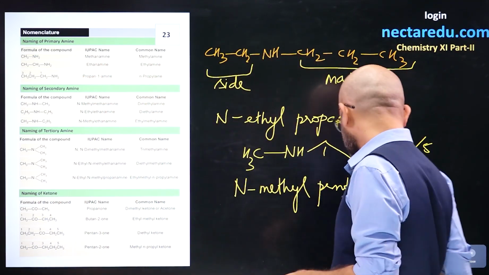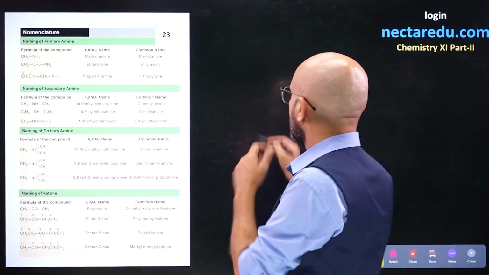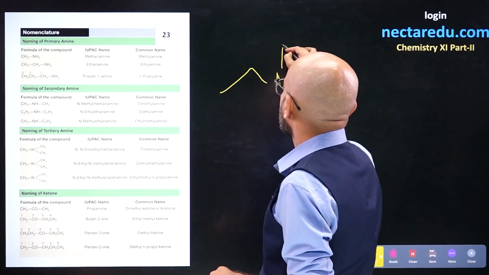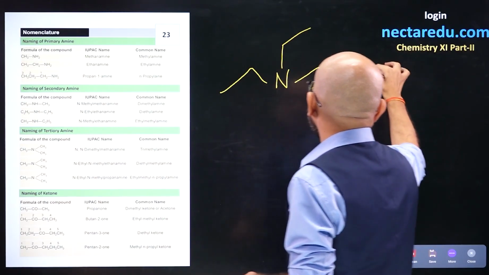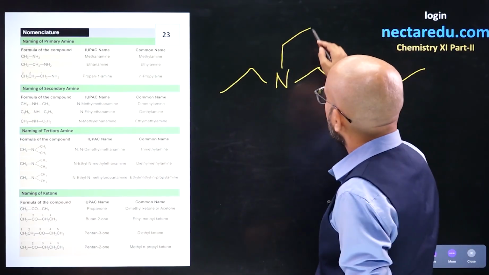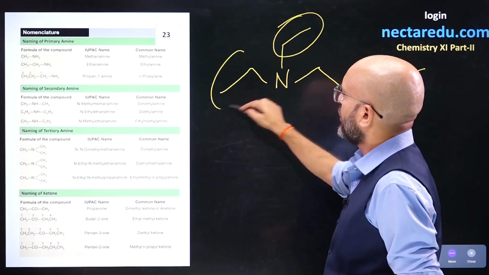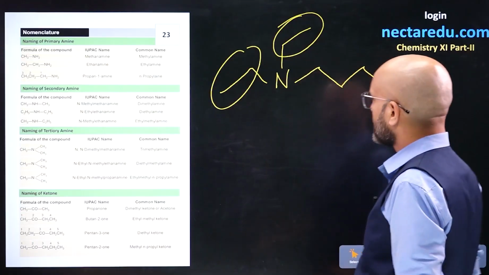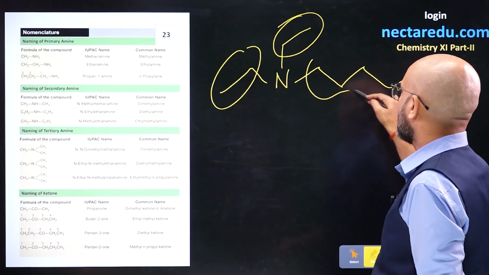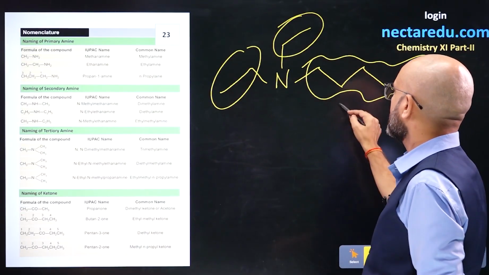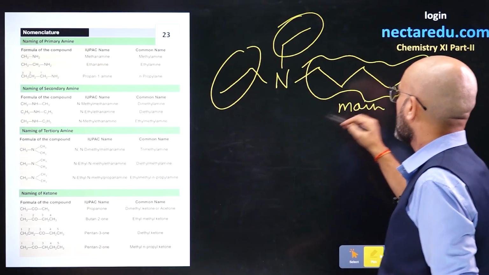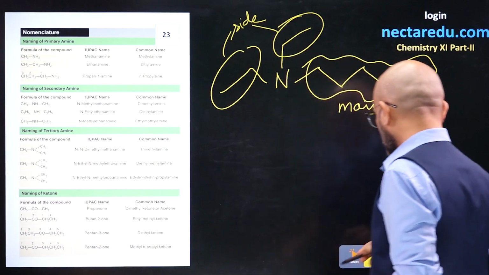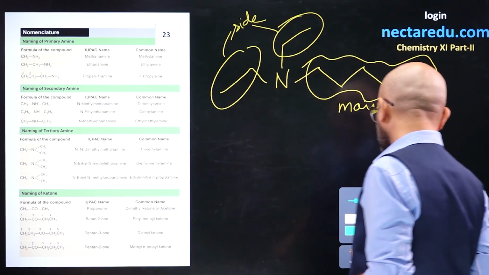Next is tertiary amine. So if we take an example for tertiary amine, it will be like this. You have 2 side chains. Always, the main chain will be 1 and further chains are side chains. So you have this one as the main chain, and you have these 2 as side chains. Now what will be the name for this?